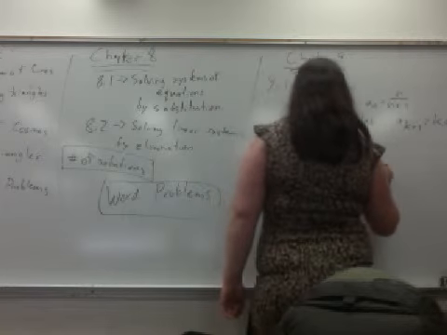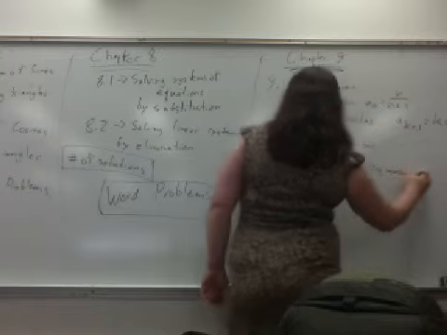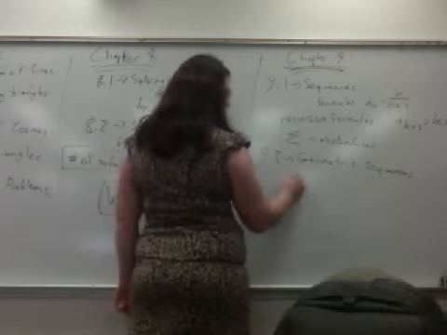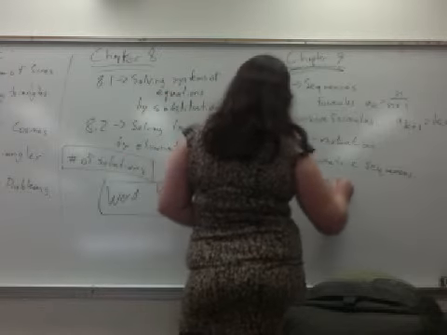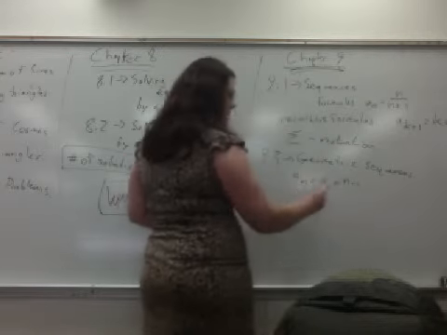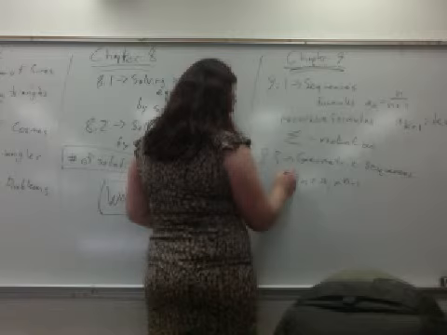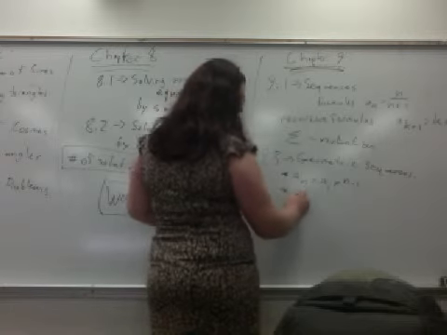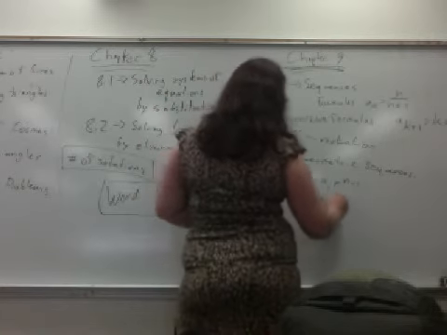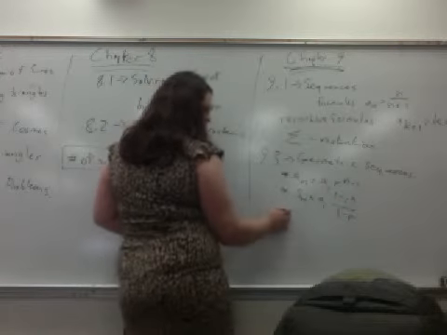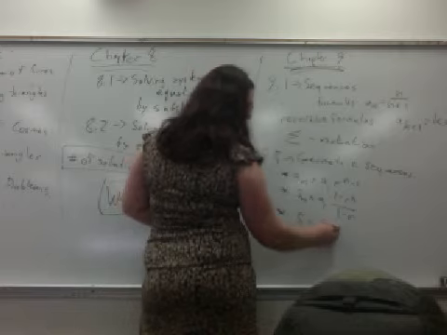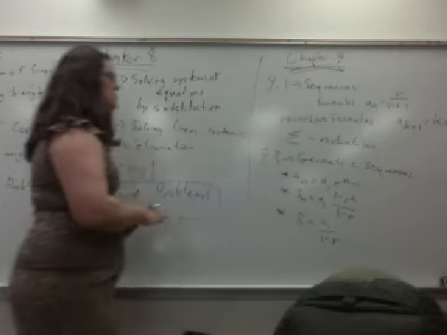And 9.3 dealt with geometric sequences. And basically, what you need to know in 9.3 is how to use the three formulas for geometric sequences. The first one says a_n equals a_1 r to the n minus 1. The second one says S_n equals a_1 times (1 minus r to the n) over 1 minus r. And the third one is S equals a_1 over 1 minus r.